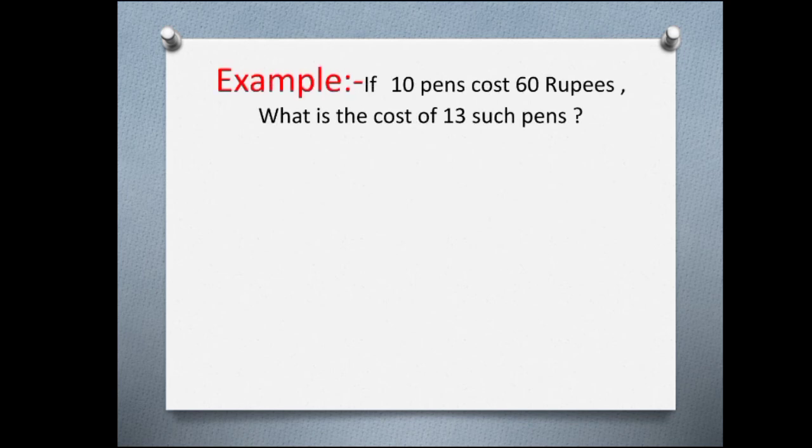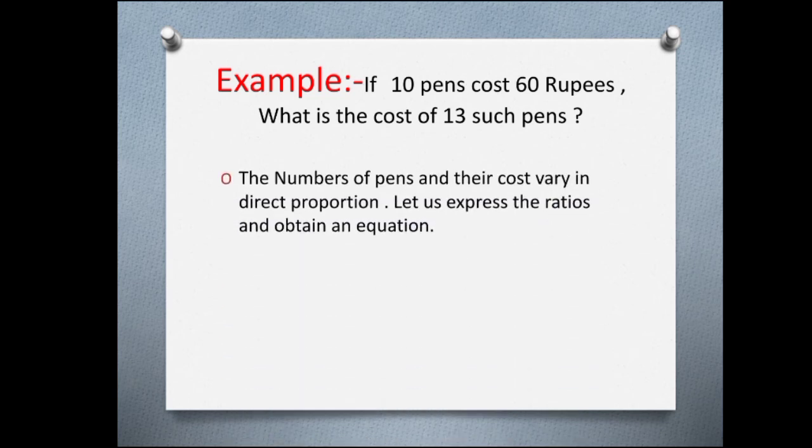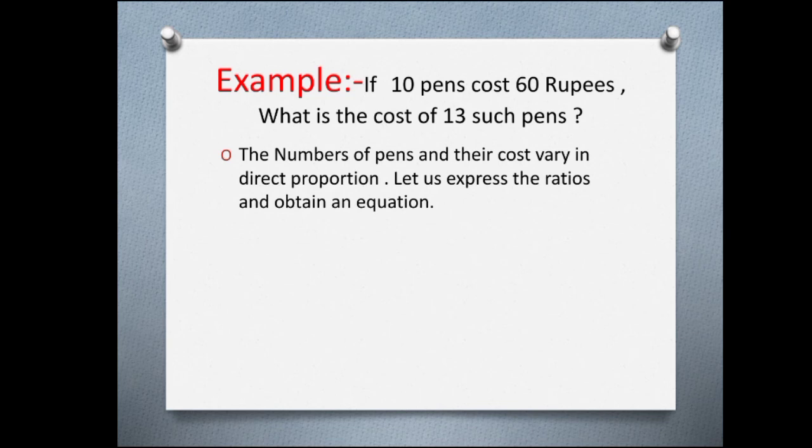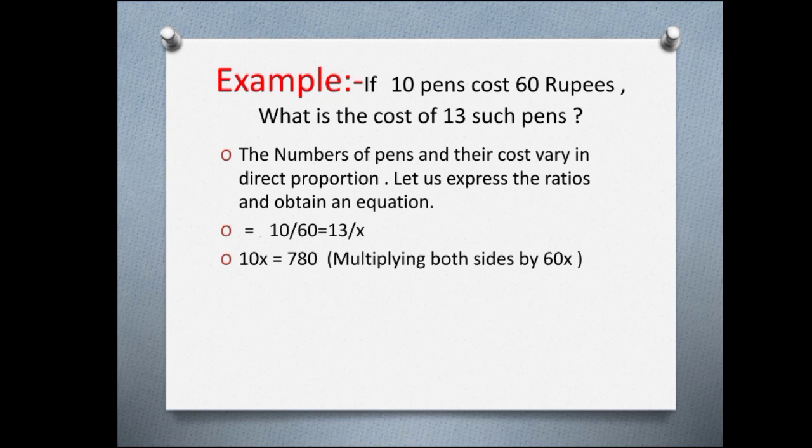Let's see one example. If 10 pens cost 60 rupees, what is the cost of 13 such pens? The number of pens and their costs vary in direct proportion. Let us express the ratios and obtain an equation. 10 upon 60 is equal to 13 upon x. Cross multiplication, multiplying both sides by 60x, we can get the answer.